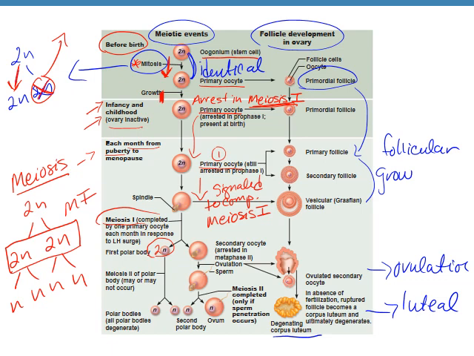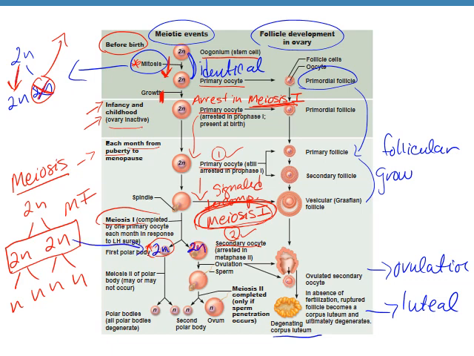I don't want to waste too much time on it right now because we have a lot of other things to talk about. But for right now, if you want to just think of this as 2N, I'm okay with that. I'll explain to you why it's just N later. Over here, we have our secondary oocyte. So what's the difference between a primary oocyte and a secondary oocyte? The only difference between primary and secondary is secondary has completed what? Meiosis 1. Good.